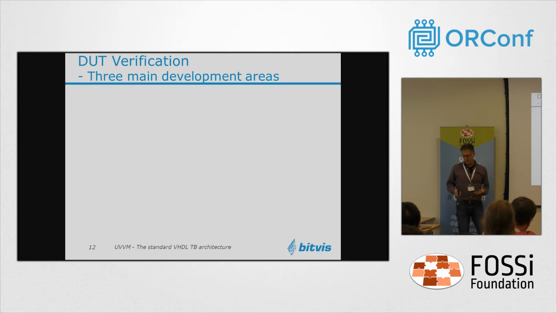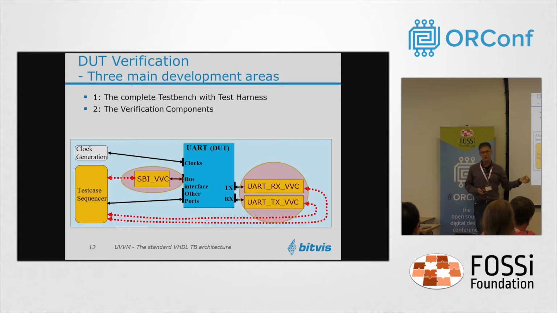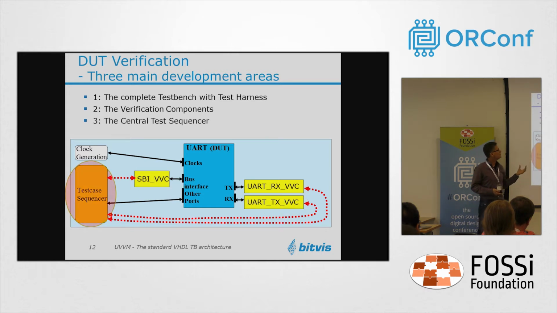So now let's go back to verification. In my opinion, there are three main development areas when you make a test bench. One is the complete test bench, the test harness, right? The second are the verification modules, verification components. And the third is the central test sequencer. Those are the main elements of any structured test bench.